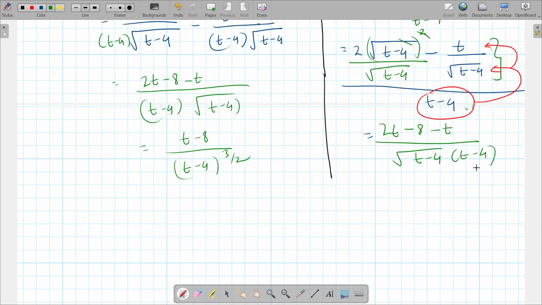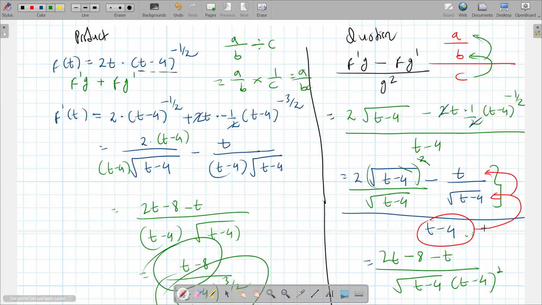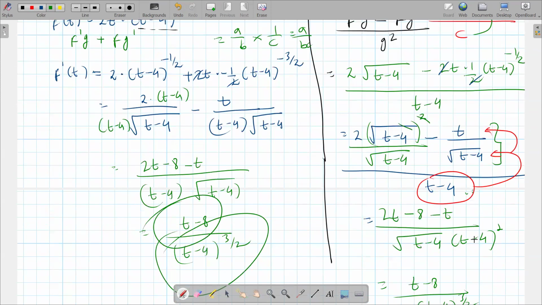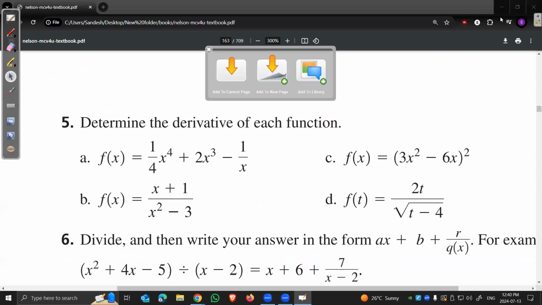Times t minus 4. And this is the same thing we have here. 2t minus t is t minus 8. And you have a power 1, you have a power 1 over 2. 1 plus 1 over 2 is 3 over 2. Okay? Boom. Done. So the same answer. So you can use either approach, whichever one you think is easier for you. They will both give you the same answer.